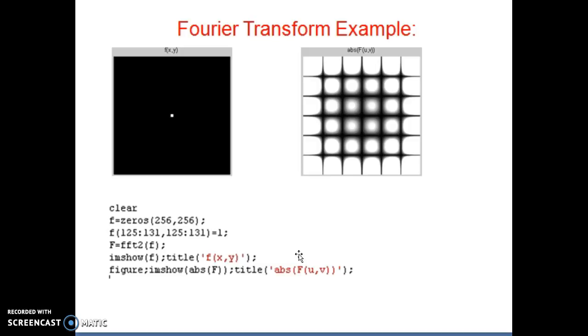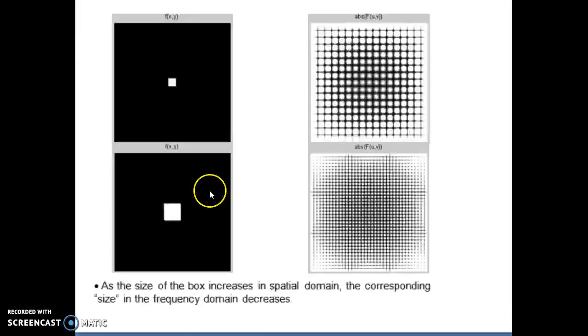This is a small example of a Fourier transform for a given image f of x comma y. Now, as the size of the box increases, we can see that the variation that is observed in our transform domain changes.